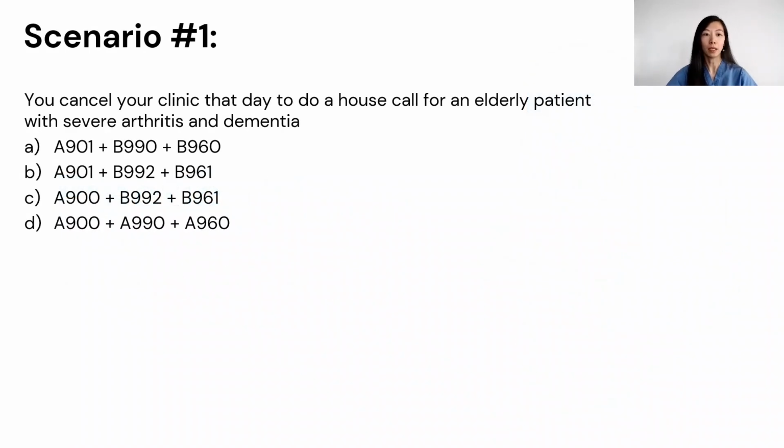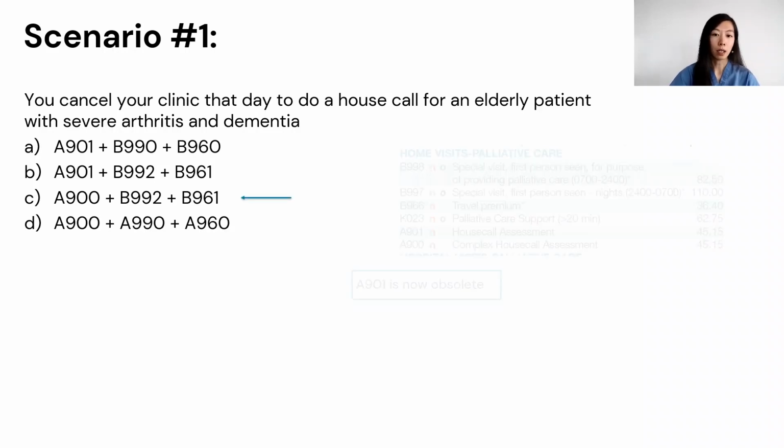So what I would recommend is pause the video and write down on a piece of paper what you think the answer will be, and then I'll tell you the answer right after. So scenario 1, you cancel your clinic that day to do a house call for an elderly patient with severe arthritis and dementia. Which of the following codes would you be billing? So write this down, pause the video, and the answer is C.